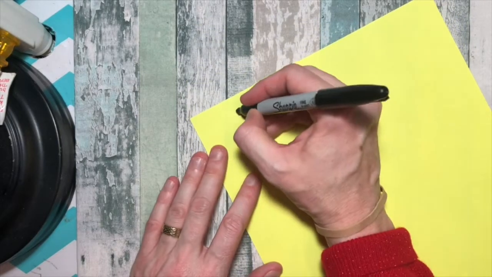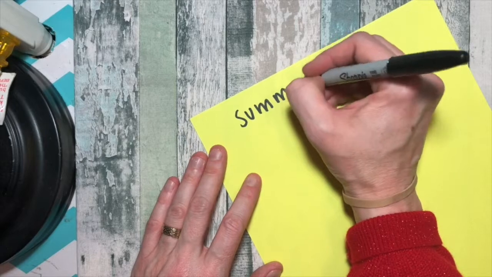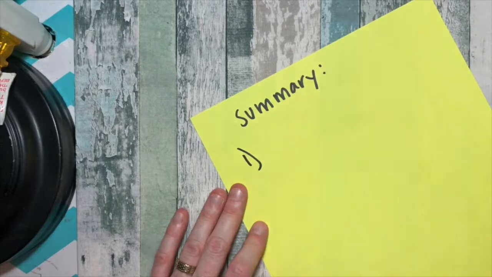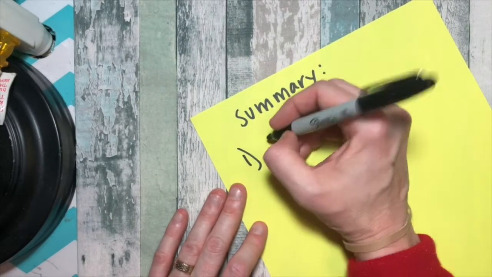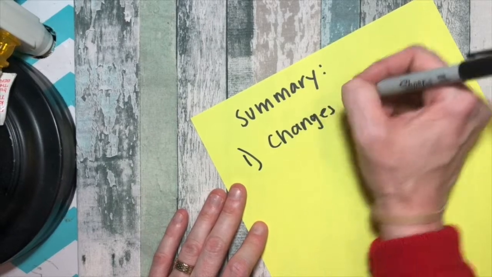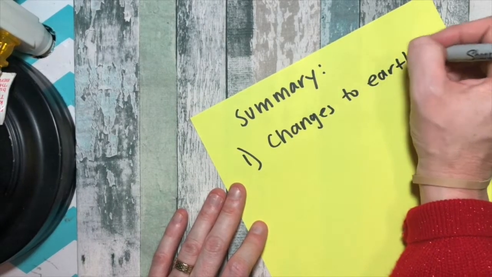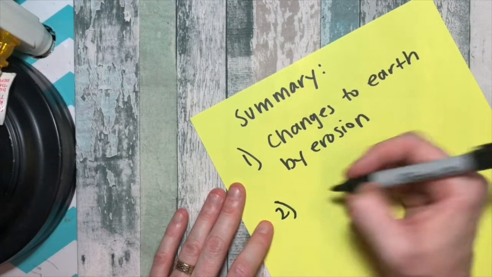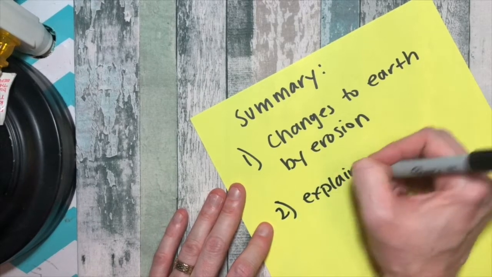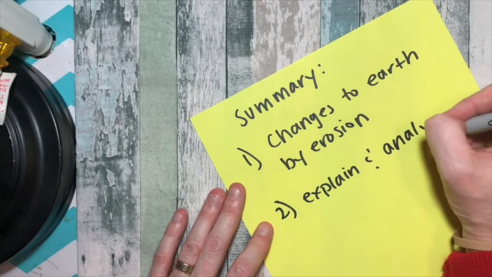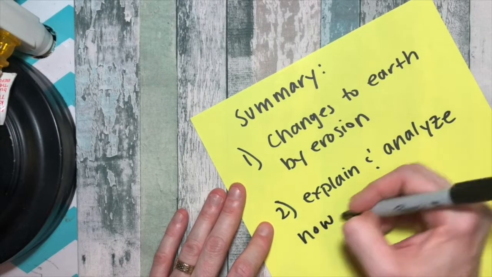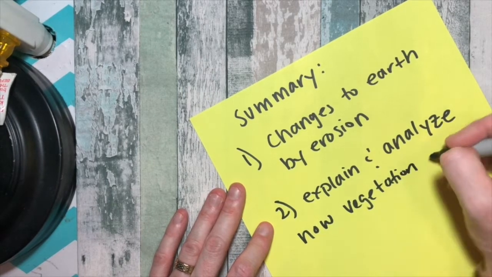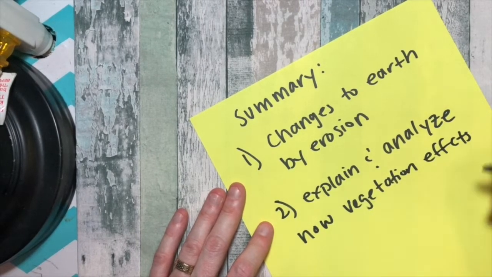So you're going to do your summary. And in your summary, you want to answer 1, can you explain how the earth is changed by erosion? So changes to earth by erosion. And 2, can you explain or analyze how vegetation affects erosion?